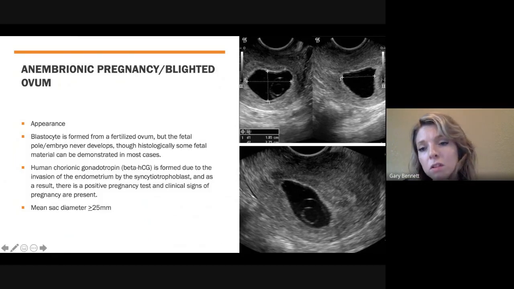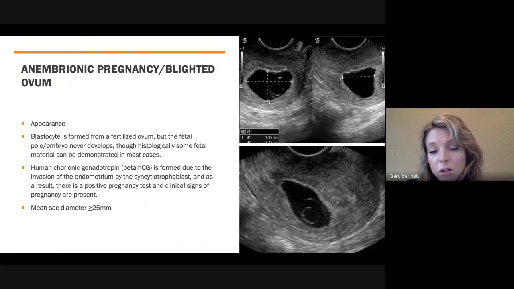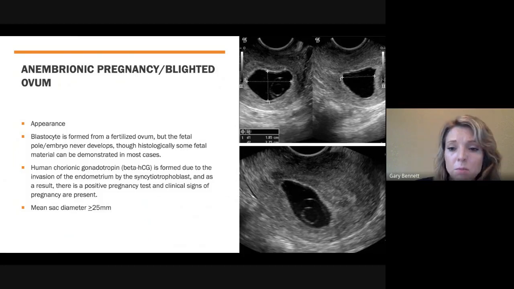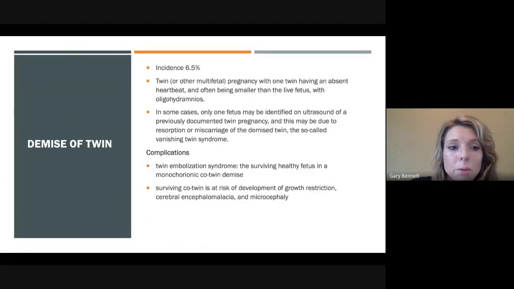Likely, if we were to be able to sweep through this imaging here, we could see some almost kind of debris areas where baby may have started to develop, but just never carried through. So once you hit a mean sac diameter of greater than 25 millimeters, you're going to want to go ahead and call a missed pregnancy or a blighted ovum, because baby's not going to develop. Most of the time, these will abort themselves, but sometimes they need a little extra help.